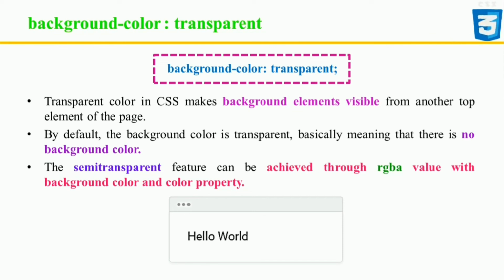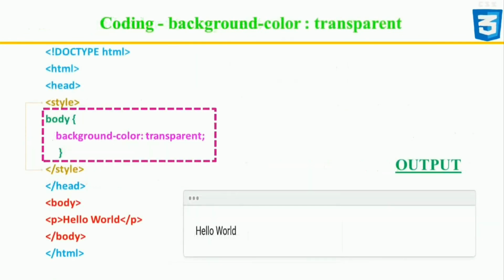CSS color module level 3 specification defines a keyword transparent. It makes backside elements of the background completely visible. The semi-transparent feature can be achieved through RGBA value with background color and color property. The transparent keyword is equivalent to RGBA with values 0, 0, 0, 0. RGBA color values are an extension of RGB color values with an alpha channel, which specifies the opacity for a color. In this example, the background color is set to transparent. So the transparent keyword will make an element completely transparent or visible.